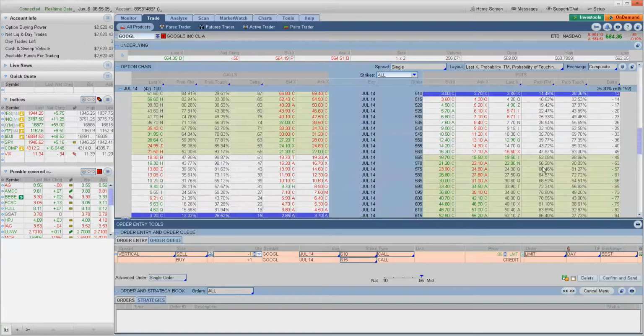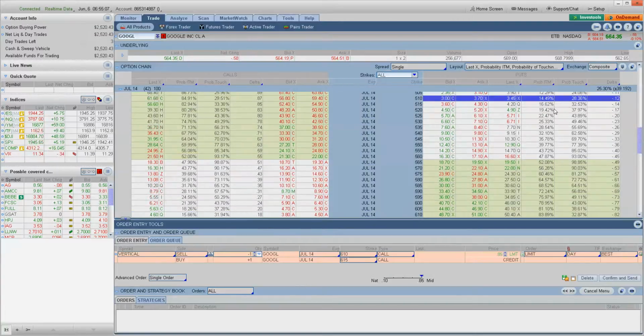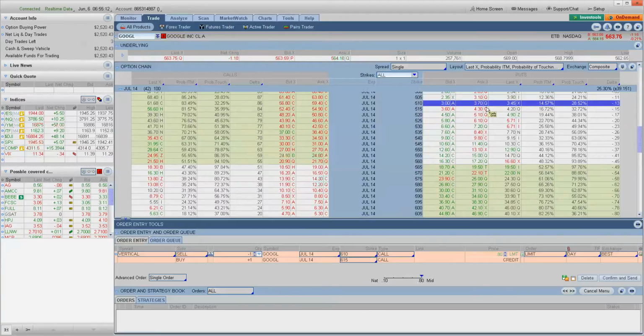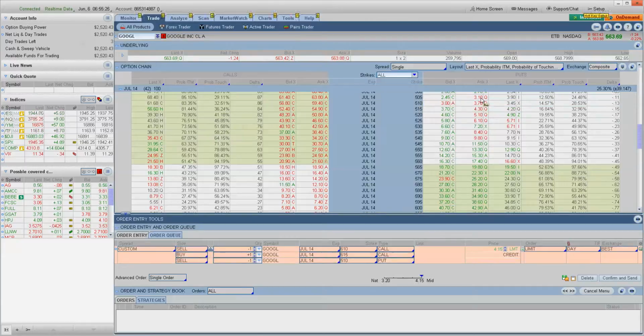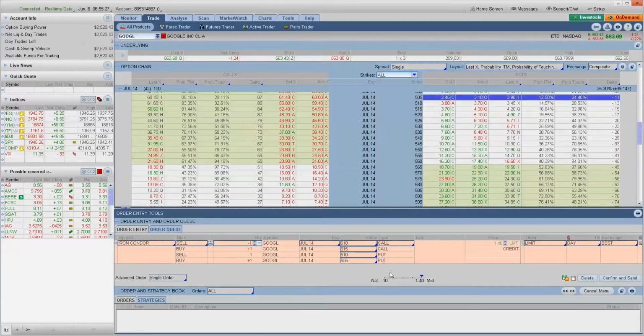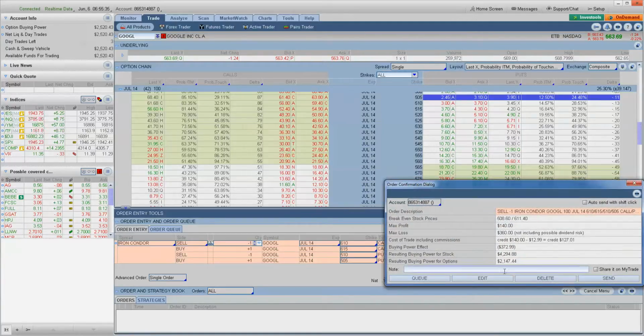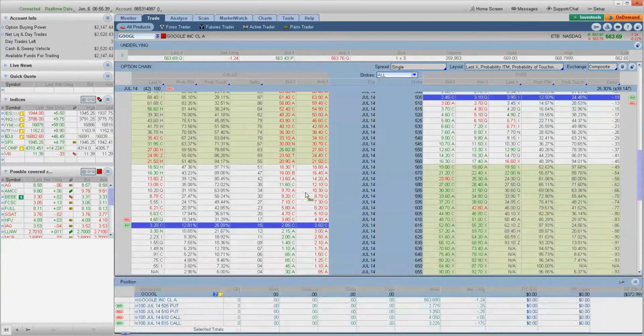And then on the downside, we go to probability of the money, and right now it looks like it's 515, but there's not a lot of premium right there. So we're actually going to go one down, so we're going to be safely within our 16%. We're going to sell the 510 and buy the 505, and so that's going to put us at a $1.40 credit, and this is going to be our first position we're going to try. So we're going to hit confirm and send for Google Iron Condor, and that is off.